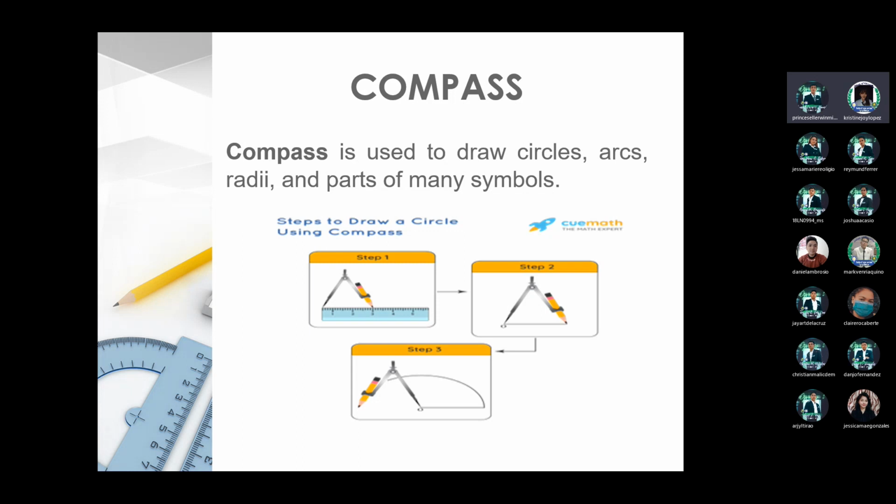Compass is used to draw circles, arcs, radii, and parts of many symbols. A compass is essentially a divider in which one of the points has been replaced by a pencil or other marking device. The compass is used for drawing circles or arcs of circles. It usually includes a scale to indicate the radius of the circle. So here are the steps on how to use a compass.